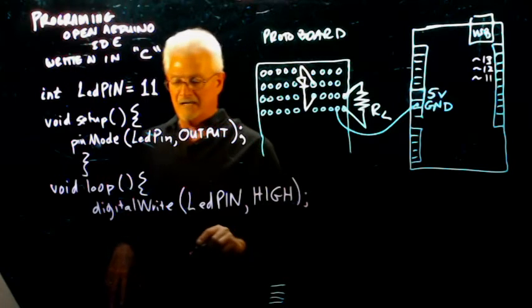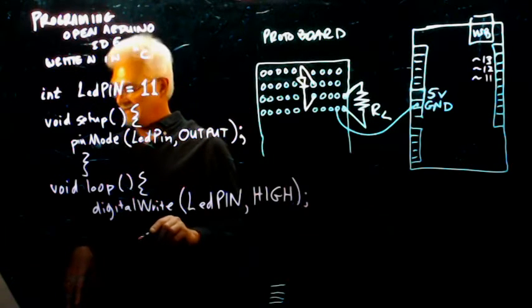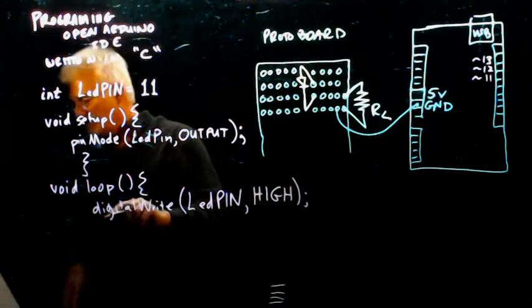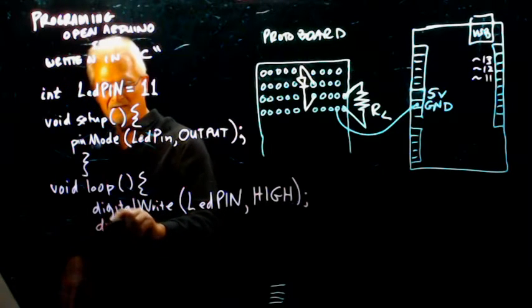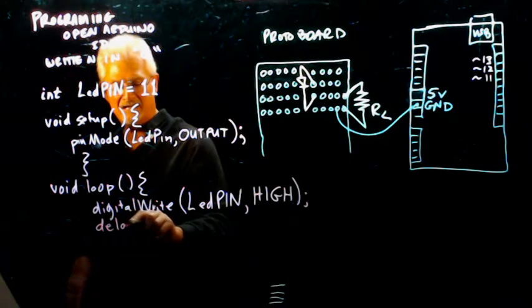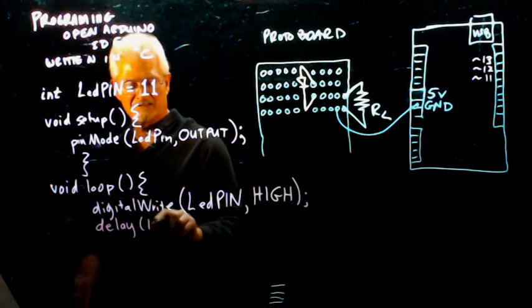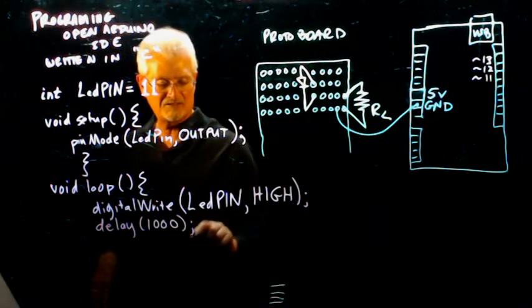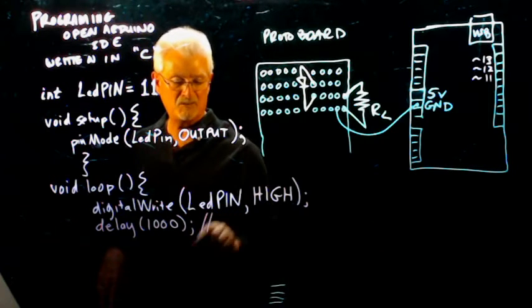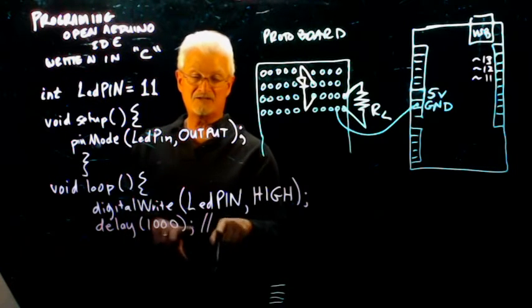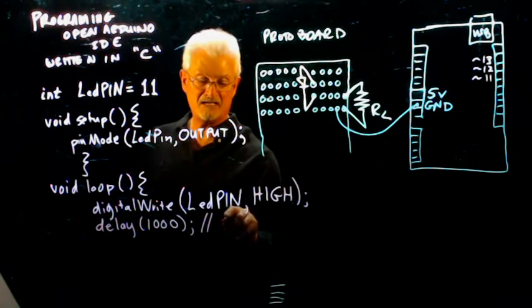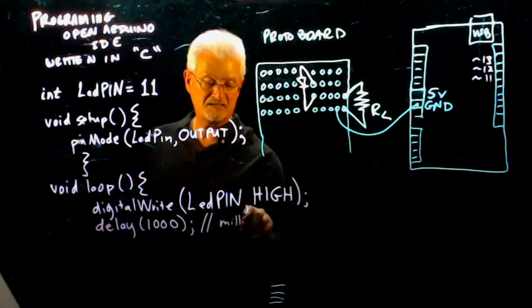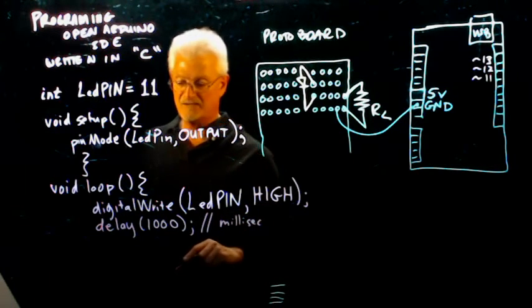H-I-G-H. Okay, and then I'm going to write another command that we can use, which is delay. The delay is in milliseconds, delay 1000. You'll notice I put a semicolon here. I'm going to put a comment line. This is one way that you can comment in C, and I'm going to write down here milliseconds, so we know what the delay is.